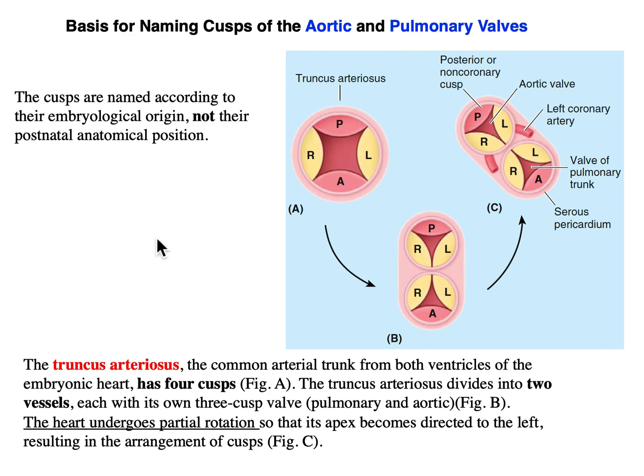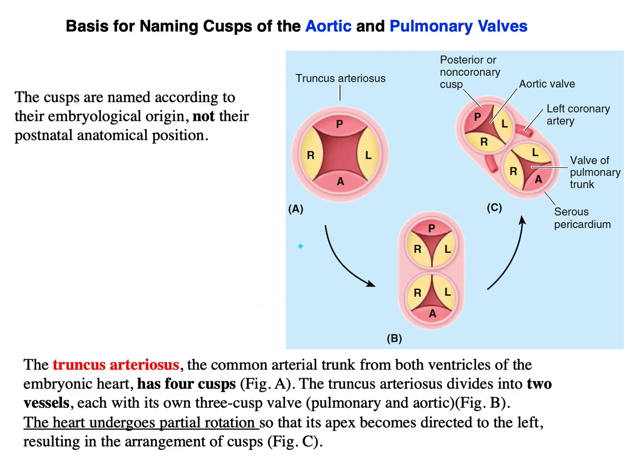Now, as I mentioned, the basis for naming the cusps of the aortic and pulmonary valves comes from their arrangement in the embryonic heart, not from their postnatal anatomical position.